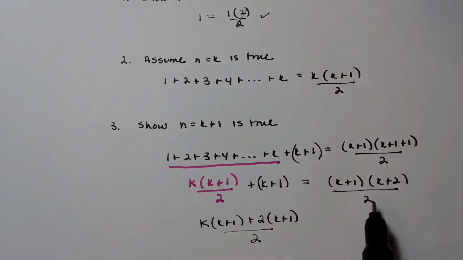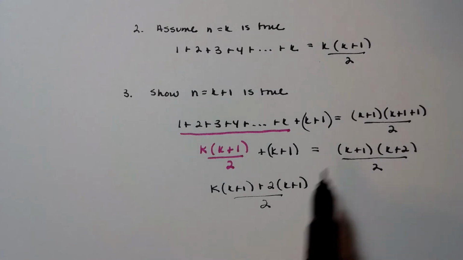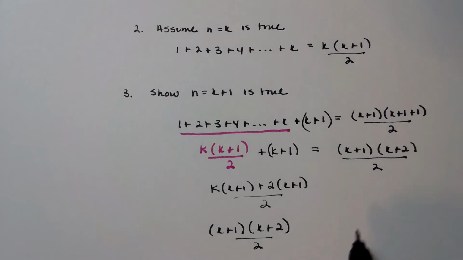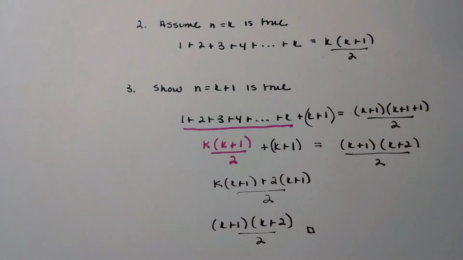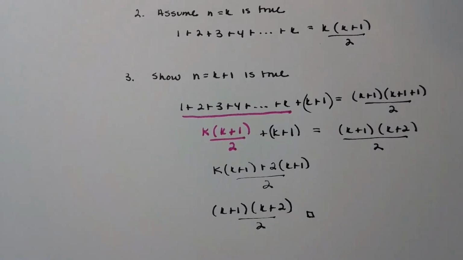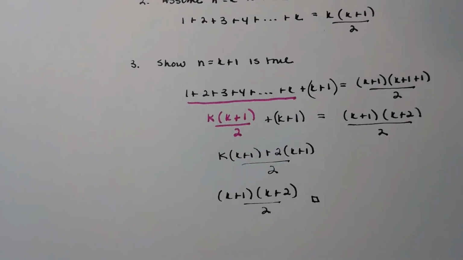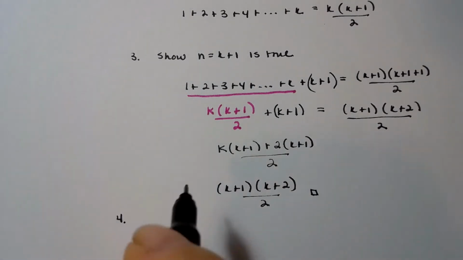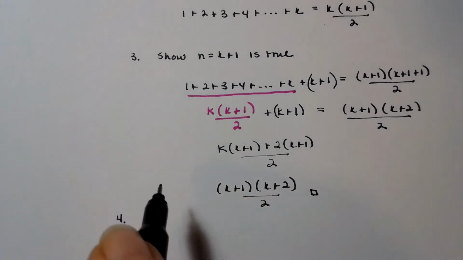Still doesn't look like the right hand side, but I can see that if I factor out a k plus 1, I'm left with k plus 2 over 2. And now the left hand side is equal to the right hand side, so I'm done with that. So I've shown that n equals k plus 1 is true, because I've shown that the left side equals the right side. The fourth thing is that I have to write a hence statement, because IB likes that.